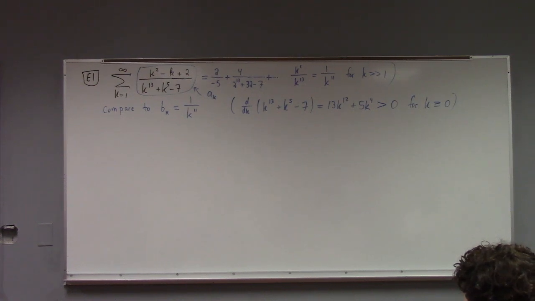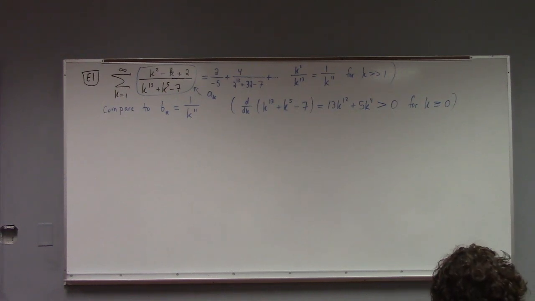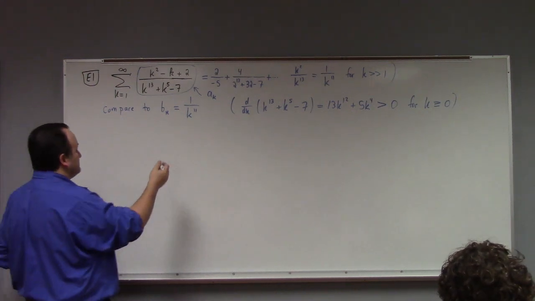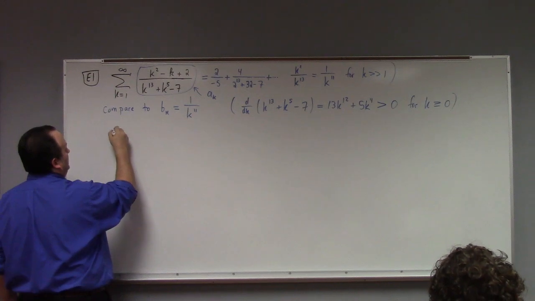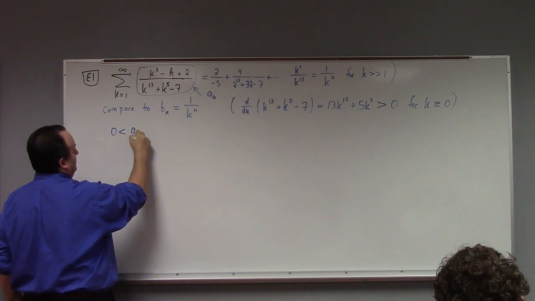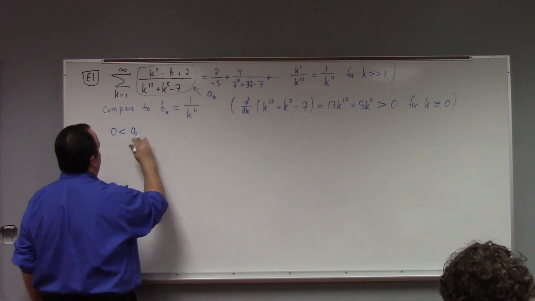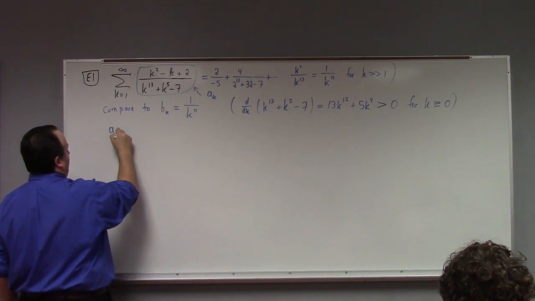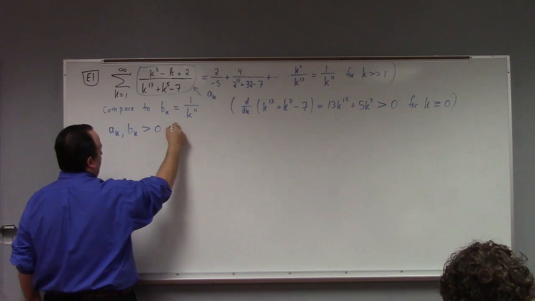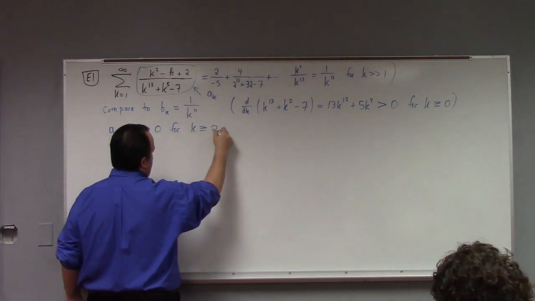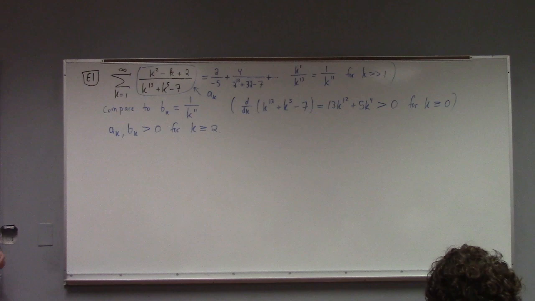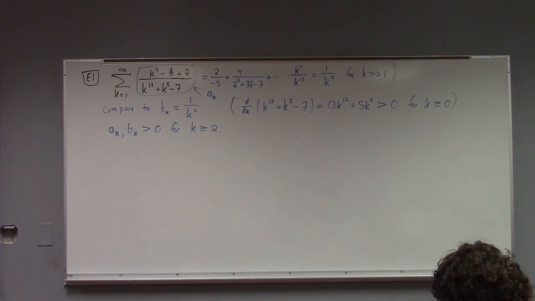Assuming that no funny business happened upstairs. But upstairs, likewise, if you take the derivative of the top, you get 2k minus 1, and 2k minus 1 is going to be positive for k larger than 2. So again, it keeps increasing. It can't double back on itself and give you another 0. All of this said, we definitely have that a sub k, b sub k is greater than 0 for k greater than or equal to 2. So we do have to throw out the first term to apply the limit comparison test. That's all I'm saying, okay?